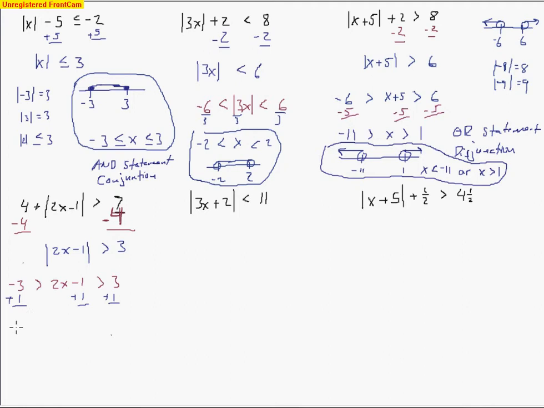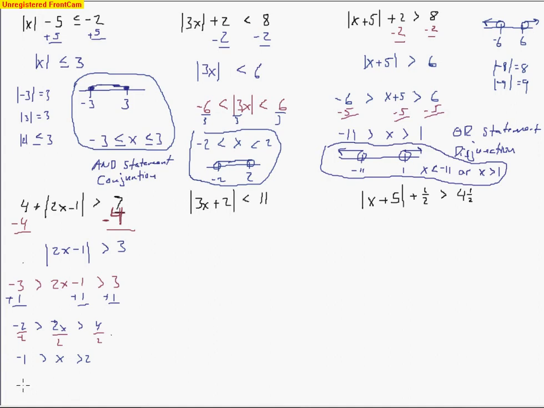So now I've got negative 2 is greater than 2x, which is greater than 4. And so we go ahead and solve a little further. So I'm dividing by 2. And when I do that, I'm left here with negative 1 is greater than x, which is greater than 2.